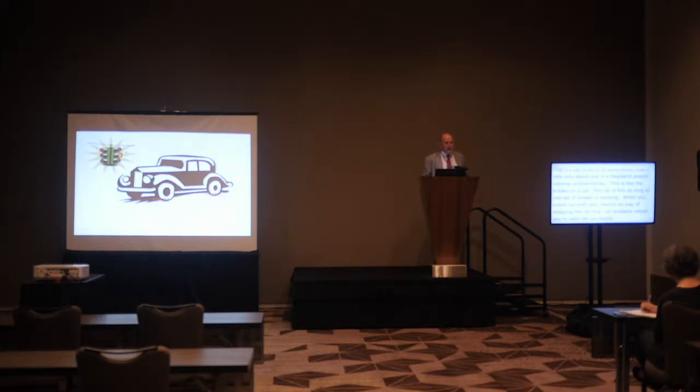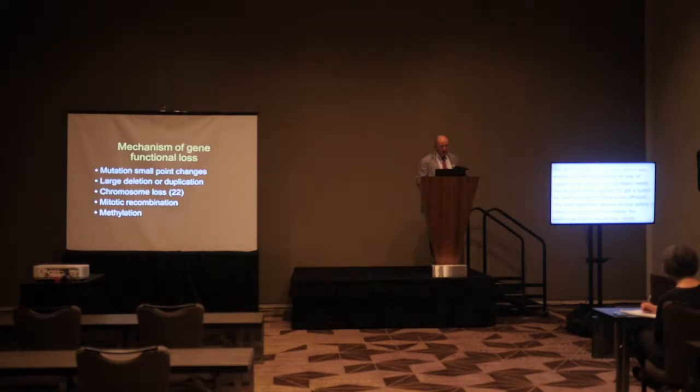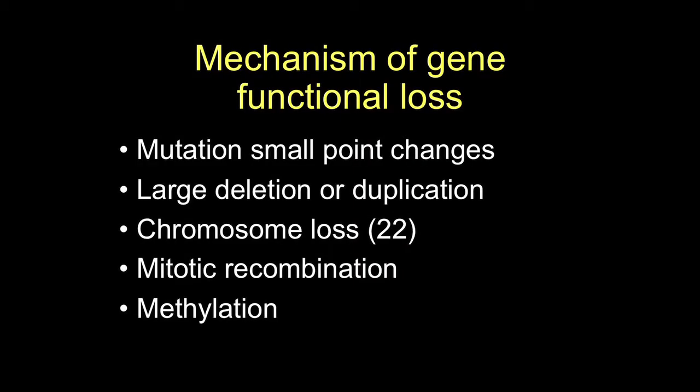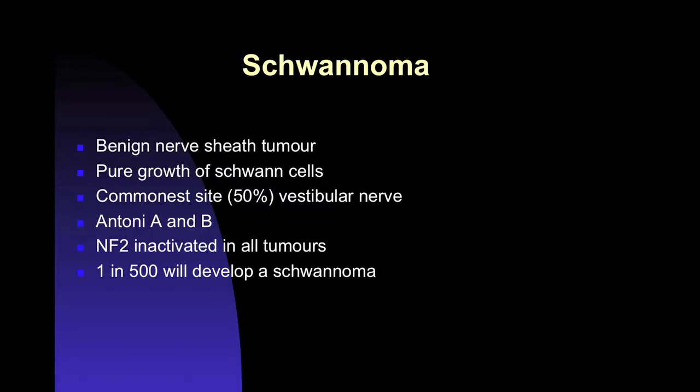So simply losing NF2 alone probably is insufficient. You need additional genetic events before that turns into a tumor, and probably the additional events decide how rapidly that tumor grows. These can occur by different mechanisms. This is far too short a talk to tell you about how that occurs, but suffice it to say that the usual way the second copy is lost is by losing a large chunk of chromosome 22, which is very relevant in schwannomatosis.